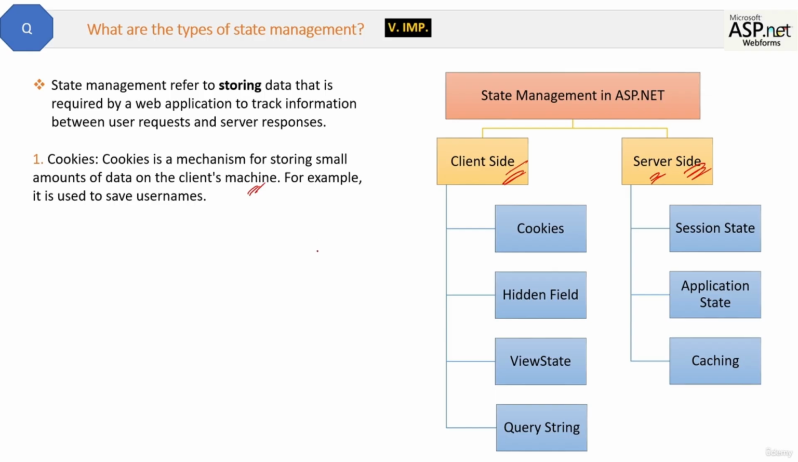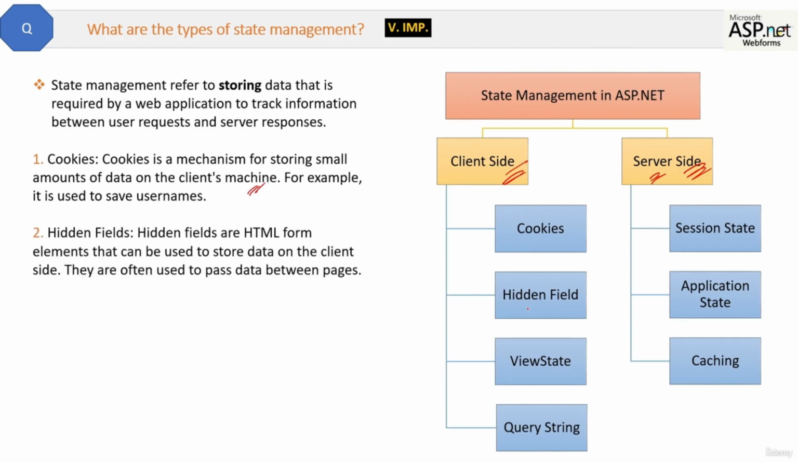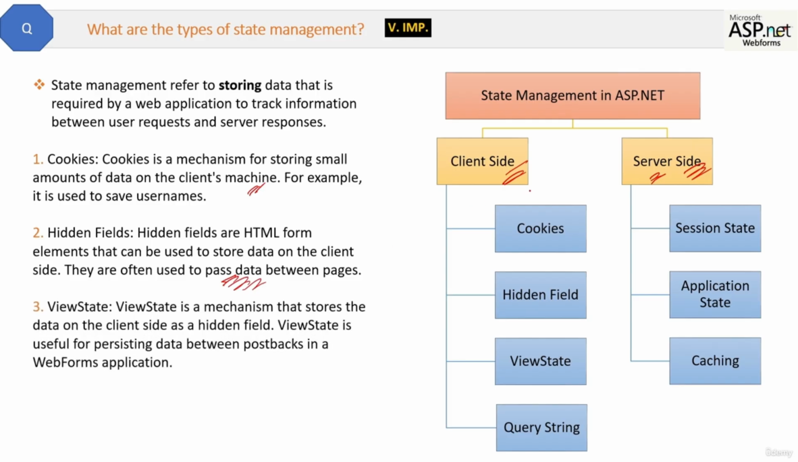Then second is hidden fields. Hidden fields are HTML form elements that can again be used for storing data on the client side. They are often used to pass data between different pages, okay? Next one is view state. View state is a mechanism that stores the data on the client side as a hidden field only, but view state is useful for persisting data between postbacks, like the button click postbacks. That view state you can use to persist the data.